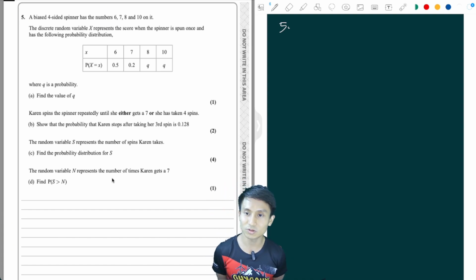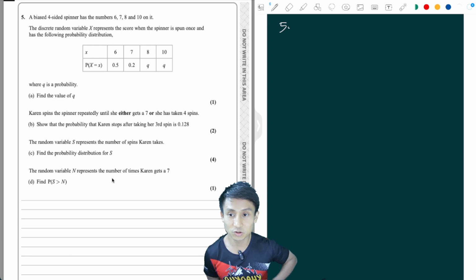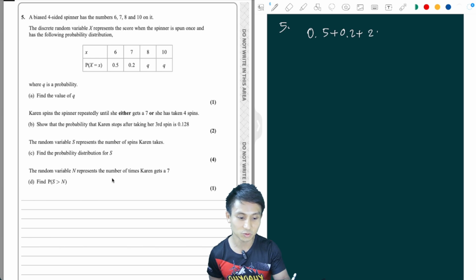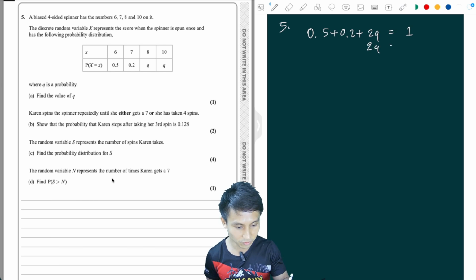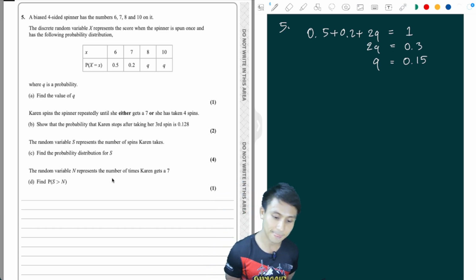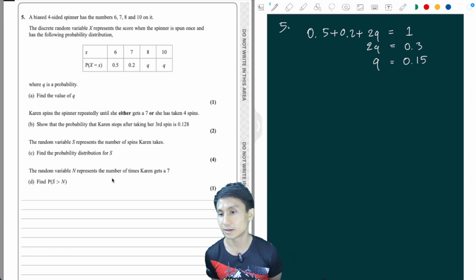Okay, well, you look at the table there. There are 2 q's there. And you need to know that if you add up all the probabilities in any sampling distribution, this is called probability distribution or sampling distribution, you should get 1. So we're adding up 0.5 plus 0.2 plus 2 q's to be 1. Okay, so 2q is equal to, subtracting 1 by all that, we get 0.3, so q would be equal to 0.15. Okay, I'm happy with that. That's just A, yeah?